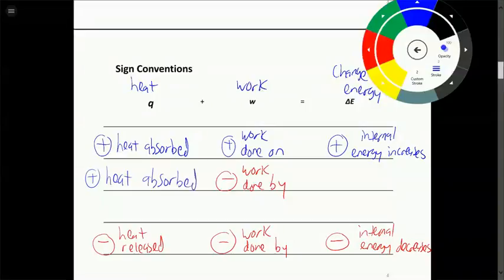So if heat is positive, the system is absorbing heat, but then it is also doing work at the same time, then the sign of delta E depends on the magnitude of Q and W. So it can be either positive or negative.